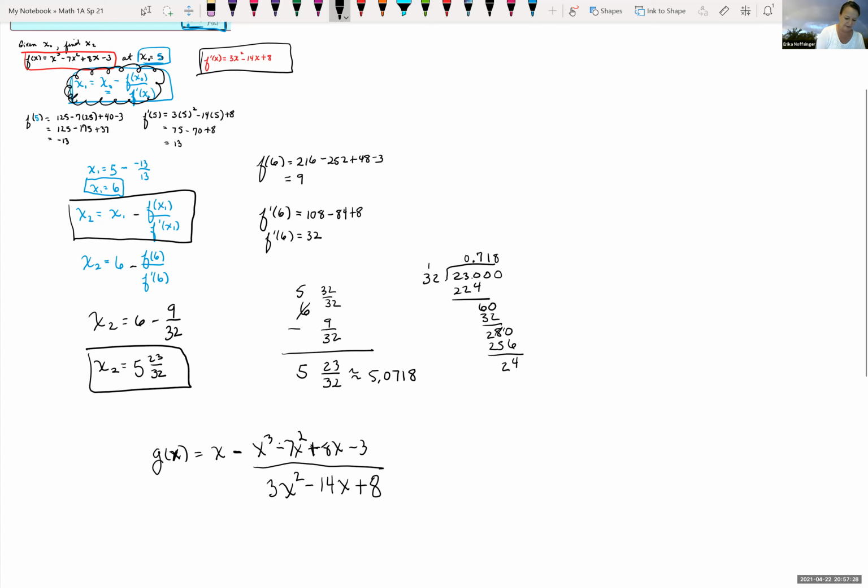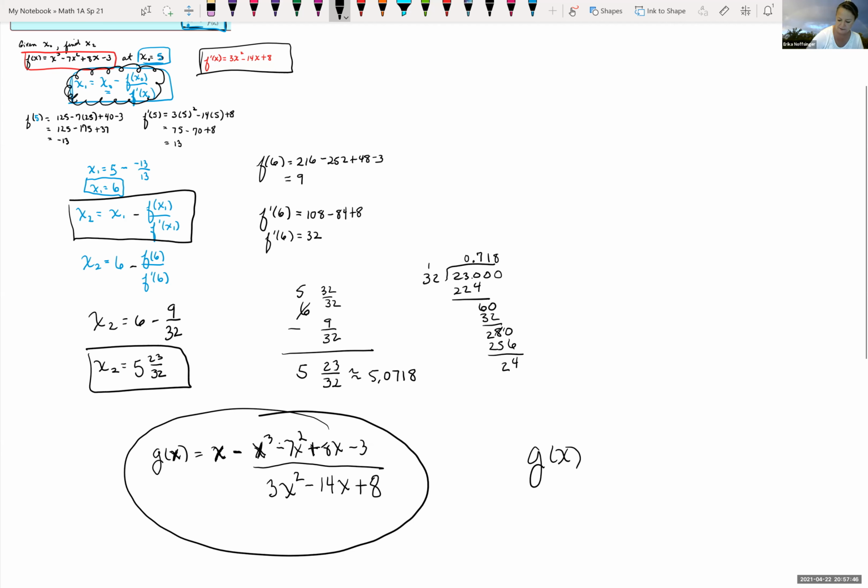So to get that value that we want to plug into Desmos, let's call it g of x. And g of x is going to be what number we're going to plug in, depending on what iteration we're looking at, of our original function f of x all over the derivative of f of x. So we're going to choose g of x to be x minus f of x all over f prime of x. So let's go back in and plug in what we have for g of x for this problem in particular.